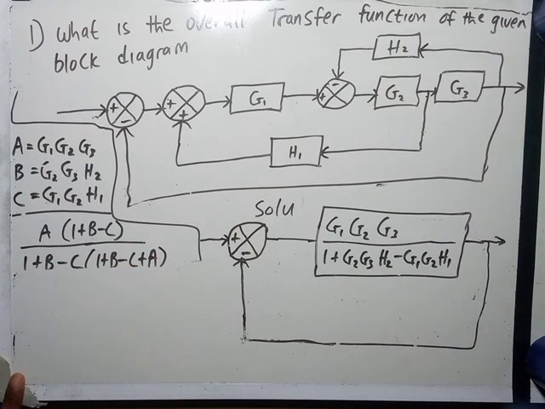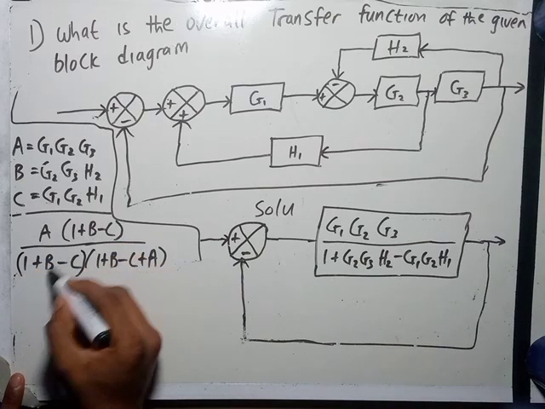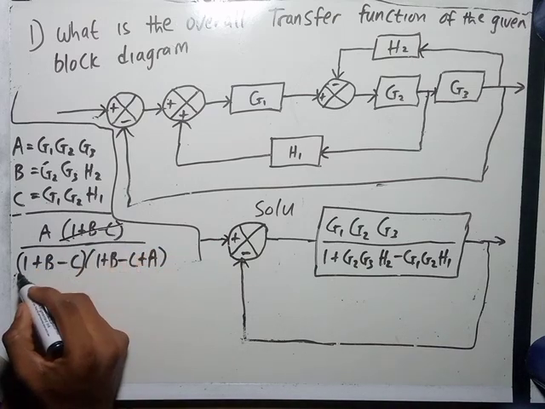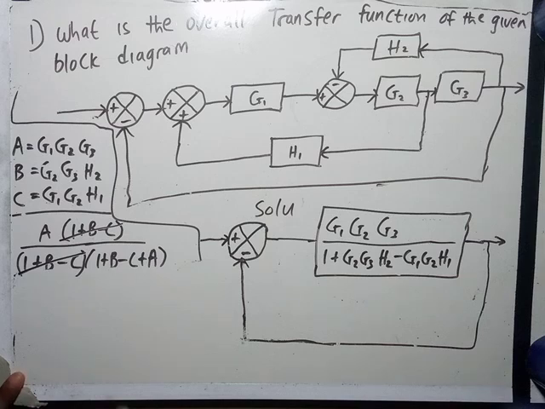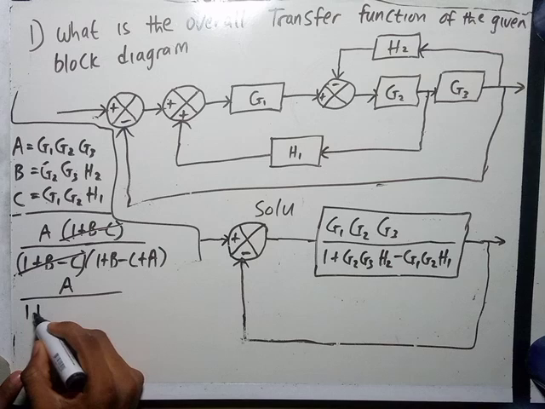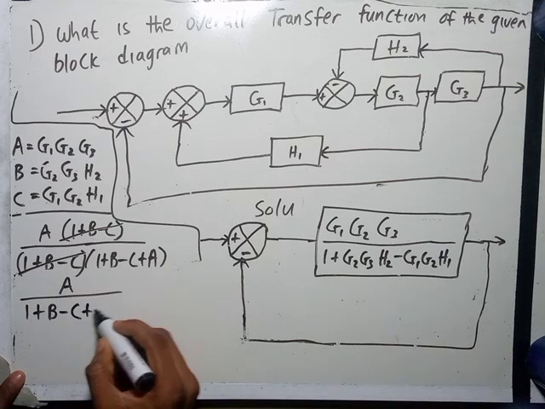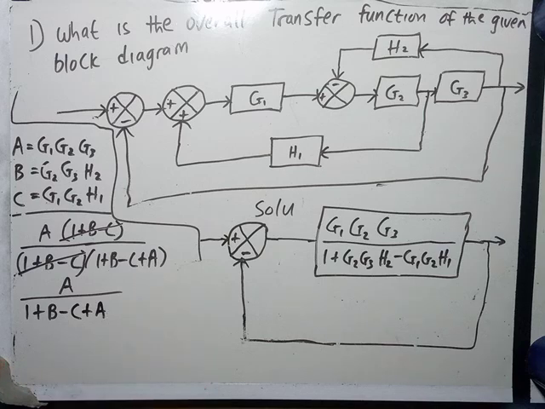So now from here, can anything cancel out from what we are seeing? Yes, this and this are equal. So this can cancel out this, and we are left with A over 1 plus B minus C plus A.